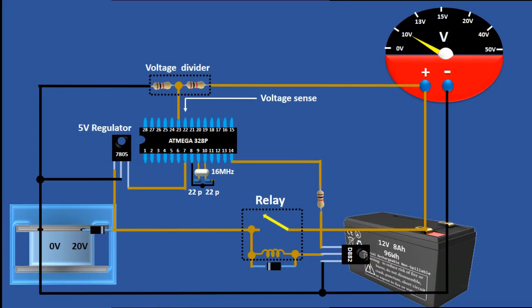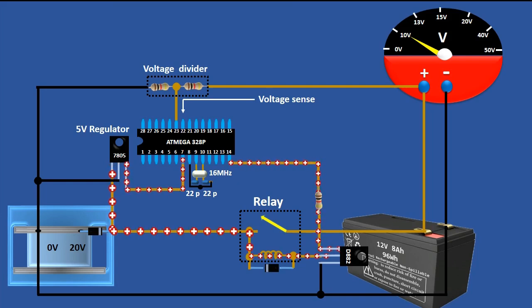Now, here's another example. Here, a microcontroller is used to charge the battery with overcharge protection. Battery voltage is continuously inspected by the microcontroller through pin number 23 with the help of a voltage divider circuitry. Whenever the battery voltage reaches 13.9 volts, the microcontroller disables pin number 14, which in turn disables the relay, and simultaneously the battery is disconnected from the charging circuit.